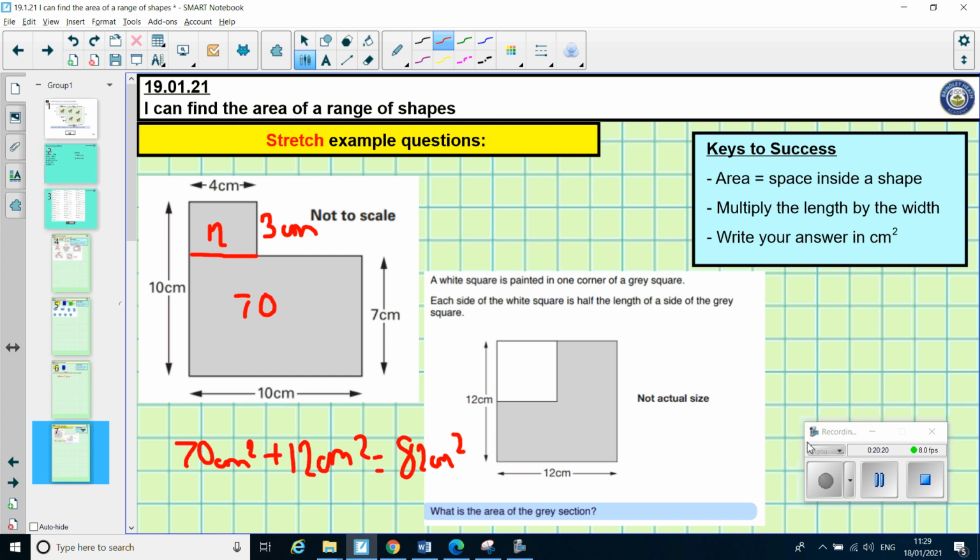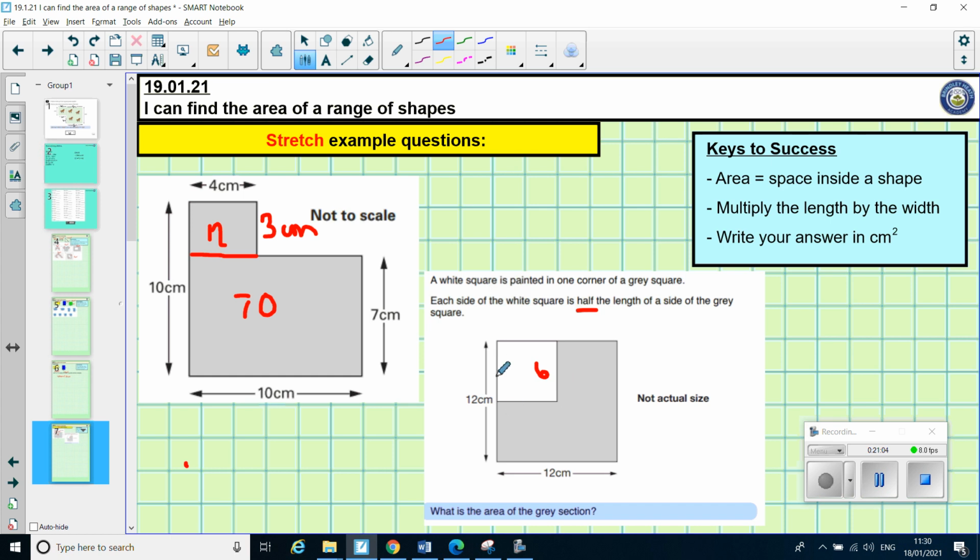Okay. This next question then, just going to rub out my workings out because it's kind of going into that question. This next question, similar. They've given me this funny shape and I've got to work out the area of the grey section. So it says a white square is painted in one corner of a grey square. So this is my big grey square, and in one corner of that square they've painted a white square. Each side of the white square is half the length of the side of the grey square. Right. So they've told me that the length of the grey square is 12. So each side of the white square then is going to be 6. And that's the length of each side.